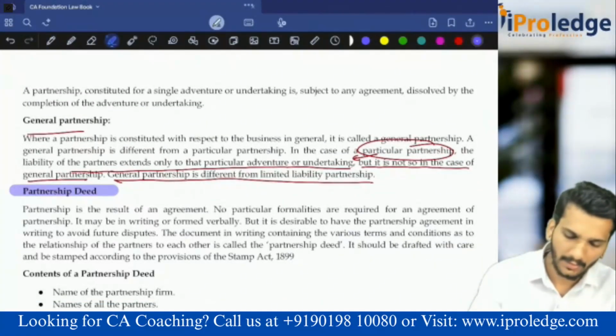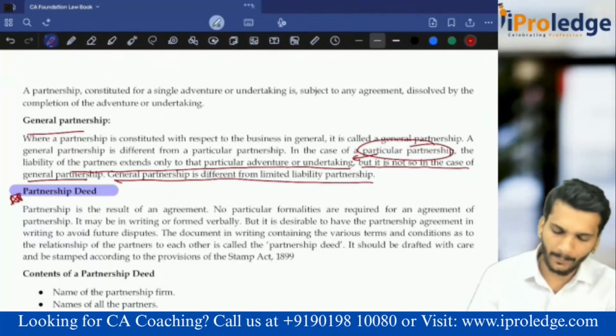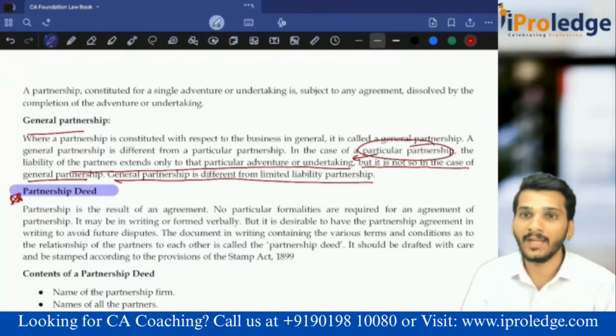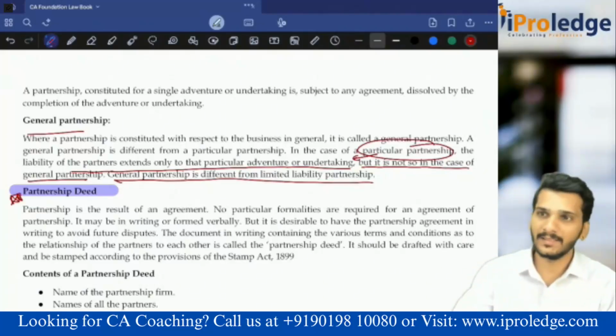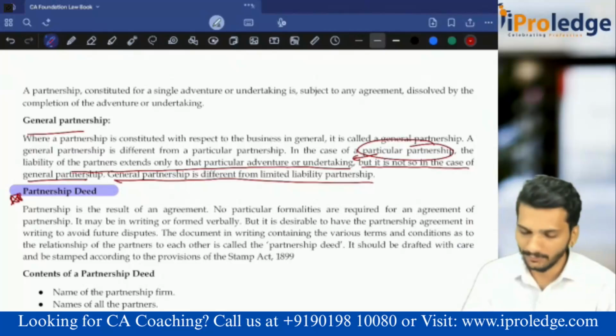This is important: partnership deed. Actually, a question on partnership deed is not asked. A question on LLP agreement is asked because the same content will be there even in the LLP also.